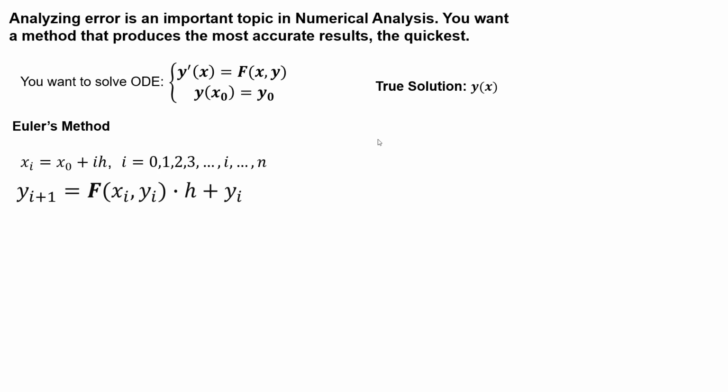So let's say y of x is my true solution. This is Euler's method. You've seen this formulation before. The error at each step, I'm going to call it E sub i, or error sub i. It's going to be y evaluated at the x value, so the true value, minus the estimated value of y. The question is, if I don't know the true value of y, how can I find the error?